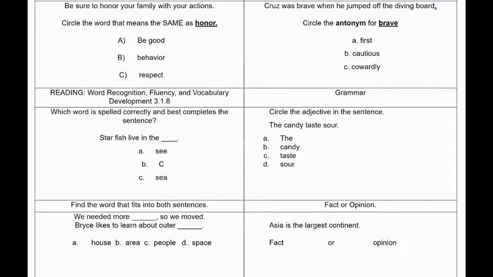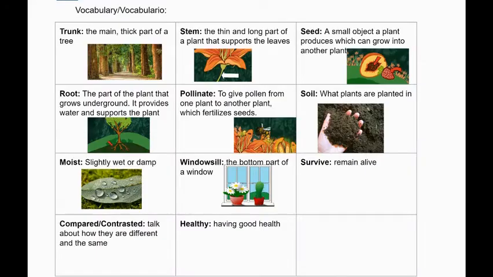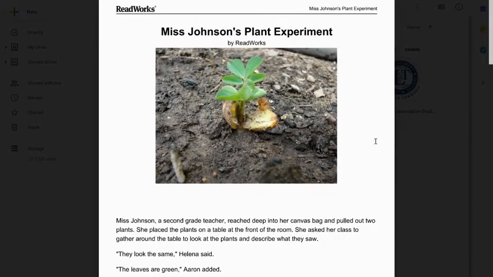And finally, we need to read the sentence in box number 6 and circle if it is a fact or an opinion. The next few slides provide you with visuals and support to ensure you are successful with each task. Here we can see some academic vocabulary that we need to know from the text. Let's read our text for today together.